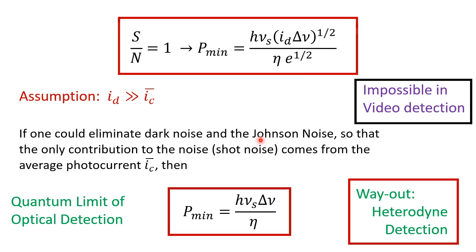So, this kind of elimination of noise is impossible in video detection, but it does get to be pretty good. But it is not sufficient to get to the quantum limit of optical detection, which tells me the minimum possible signal that I can, in principle, detect. And the heterodyne would be a way to actually do it in a practical, efficient manner. All right, so this was about video detection wherein you are modulating it.